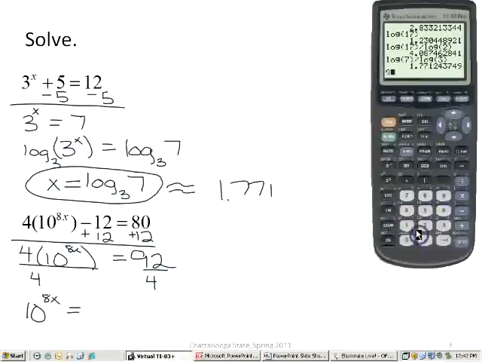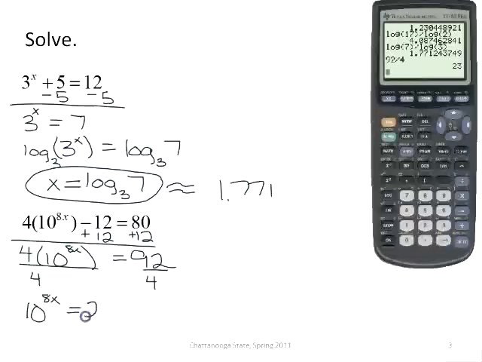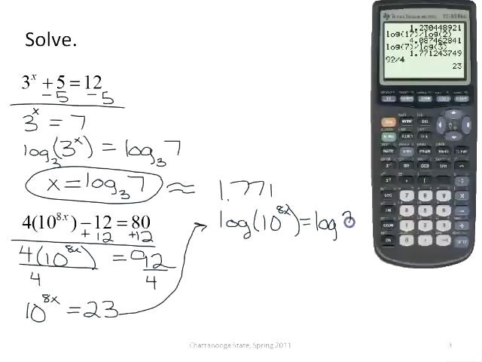And 92 divided by 4 is going to give me 23. Now I want to take the log on both sides. My base is 10, so I'm going to do common log on both sides. So this is going to give me 8x equals the log of 23.